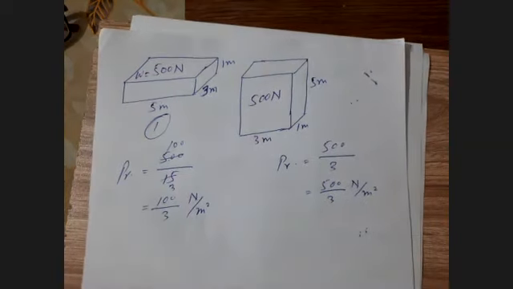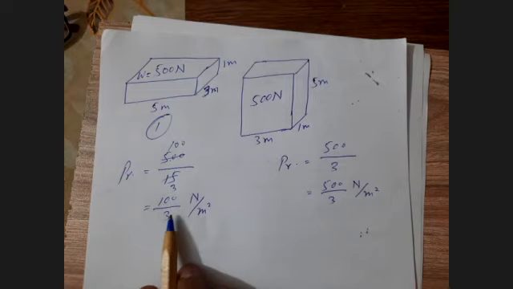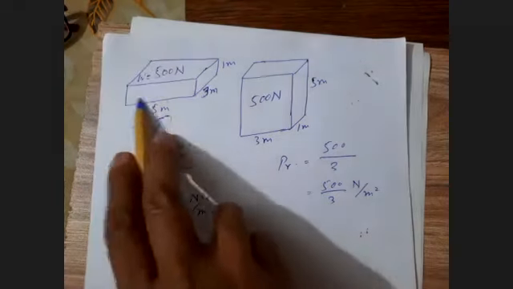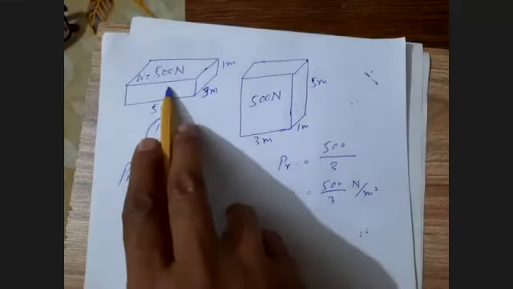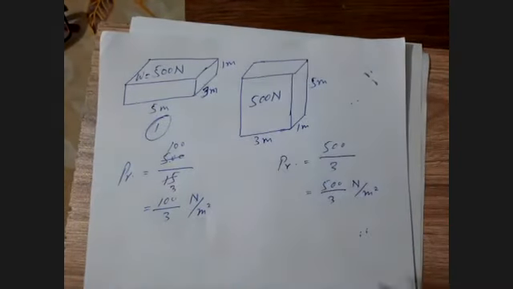So here you can see the difference between these two. I hope you can understand that in the first case the pressure is lesser because more area is under this weight of 500 Newton. Here the lesser area is under this 500 Newton in situation number 2. So from here you can find out the difference of pressures.